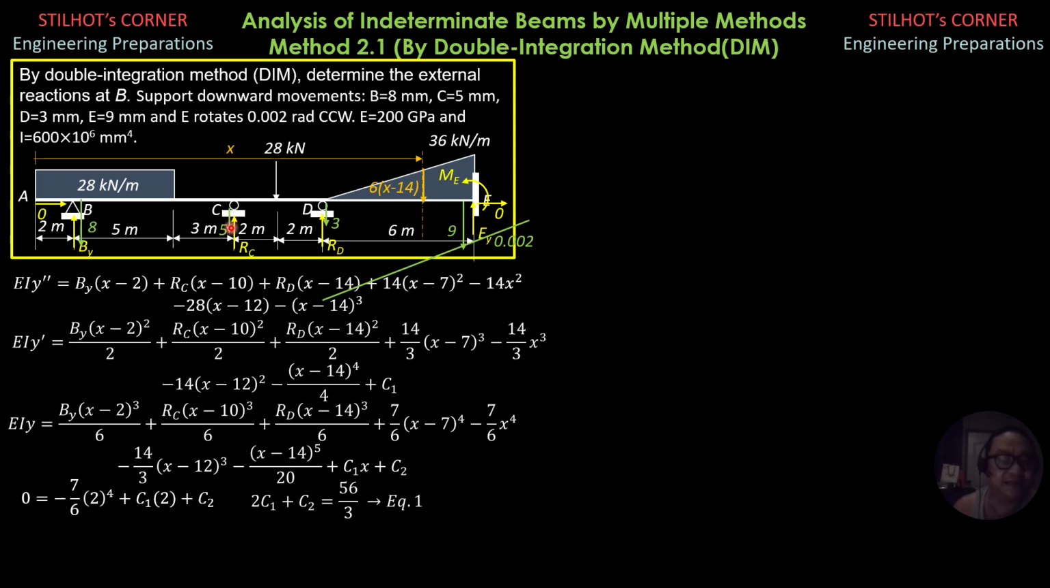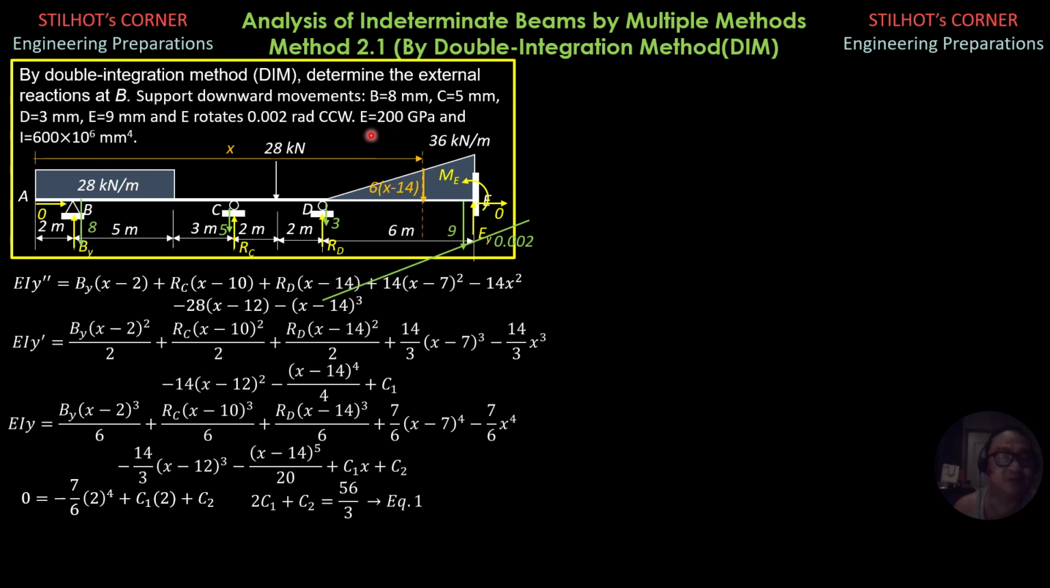Then when x is 10, since B is the origin and we have 8 mm downward here, 5 mm downward here, that means support C is 3 mm above B. So this is 3 mm above B, where 3 is 8 minus 5. So that means when x is 10, y is 3 mm or 0.003 meter.